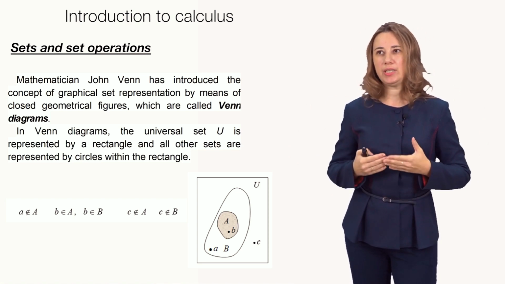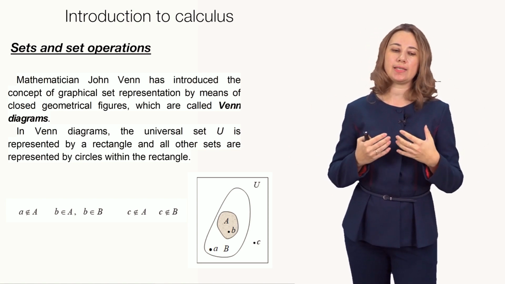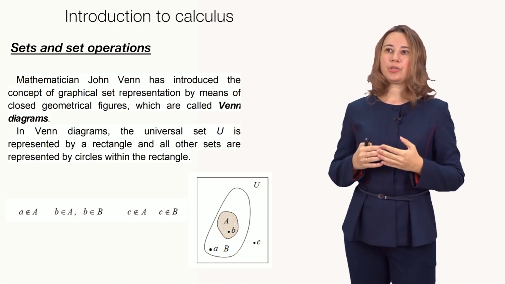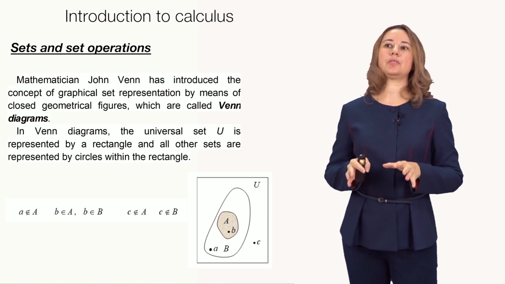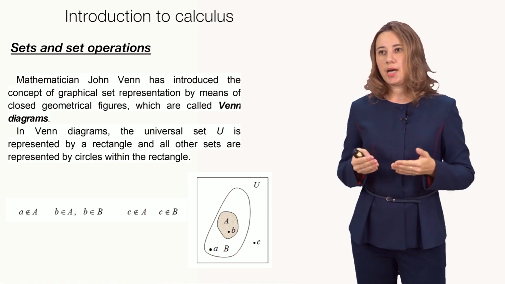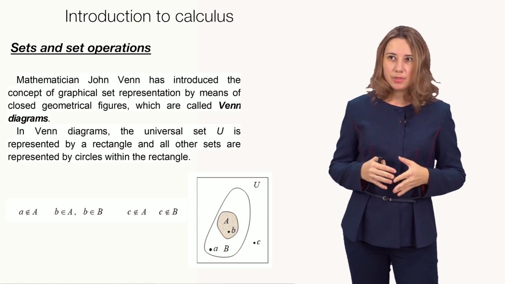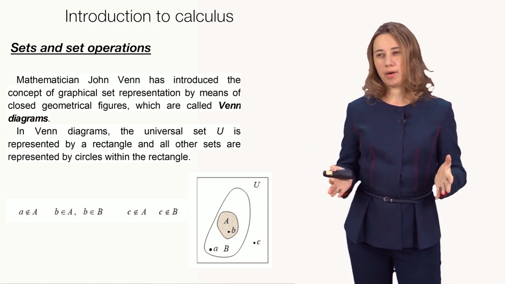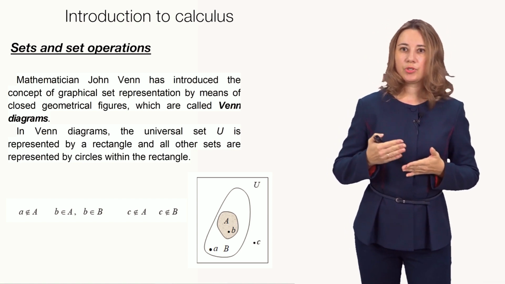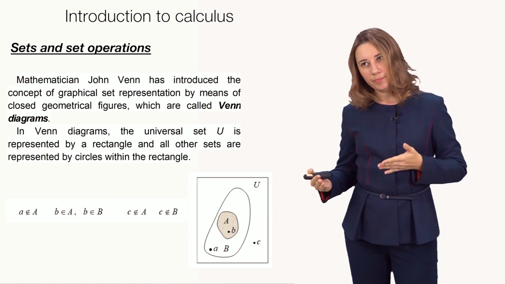This relation is interpreted as "is element of." I'm talking about this symbol that looks like the Greek letter epsilon. Elements are depicted by points on the Venn diagrams. Thus, the element A belongs to the set B.